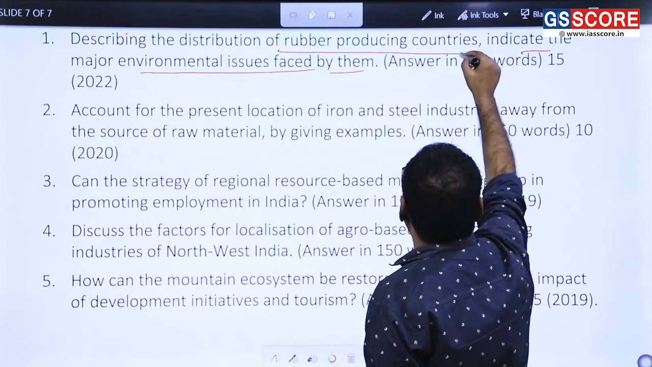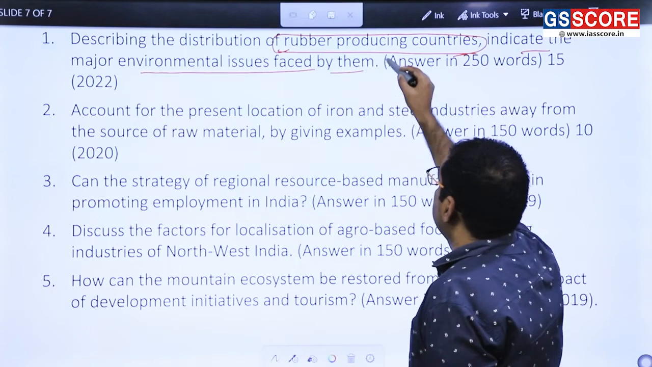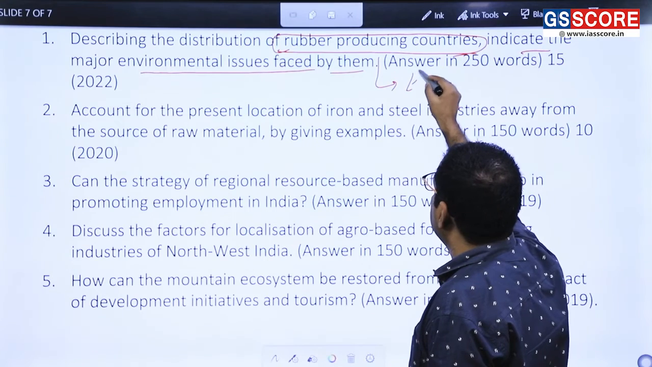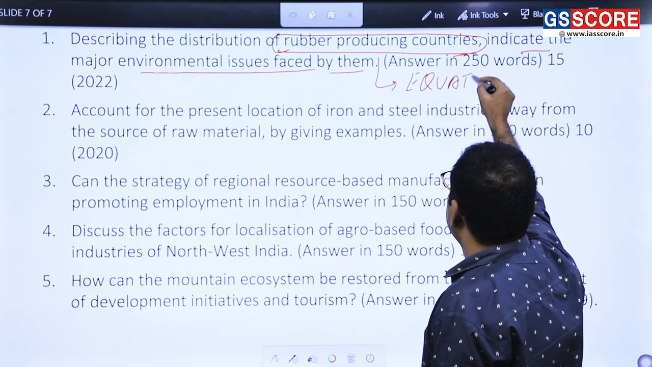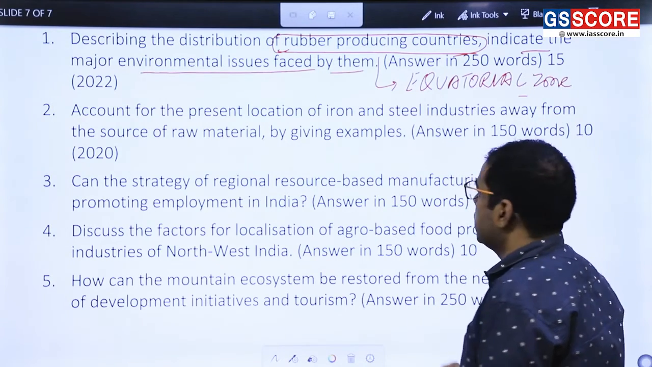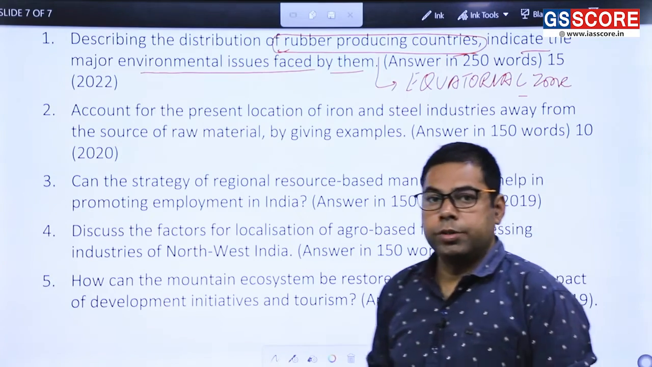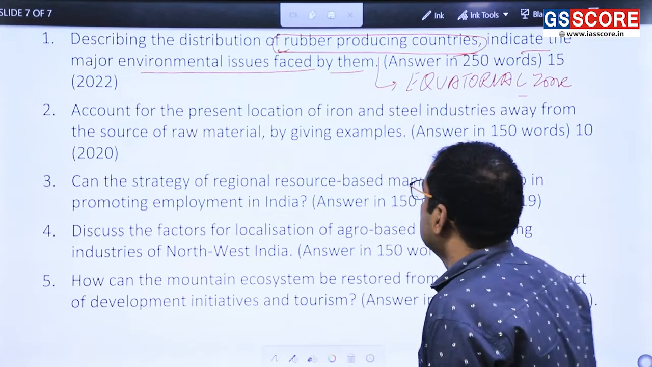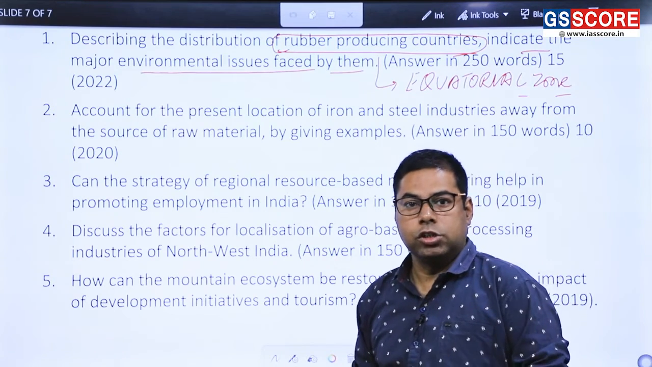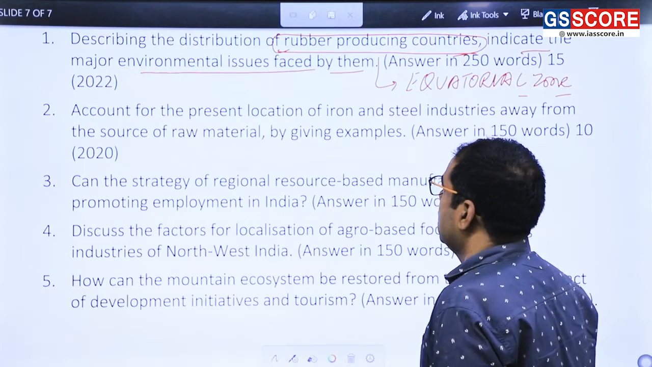Rubber producing industries. So this is the primary sector, agriculture. The rubber producing countries are those located in the equatorial zone. So you have to talk on Malaysia, you have to talk on Indonesia, and India also, particularly Kerala and Tamil Nadu.